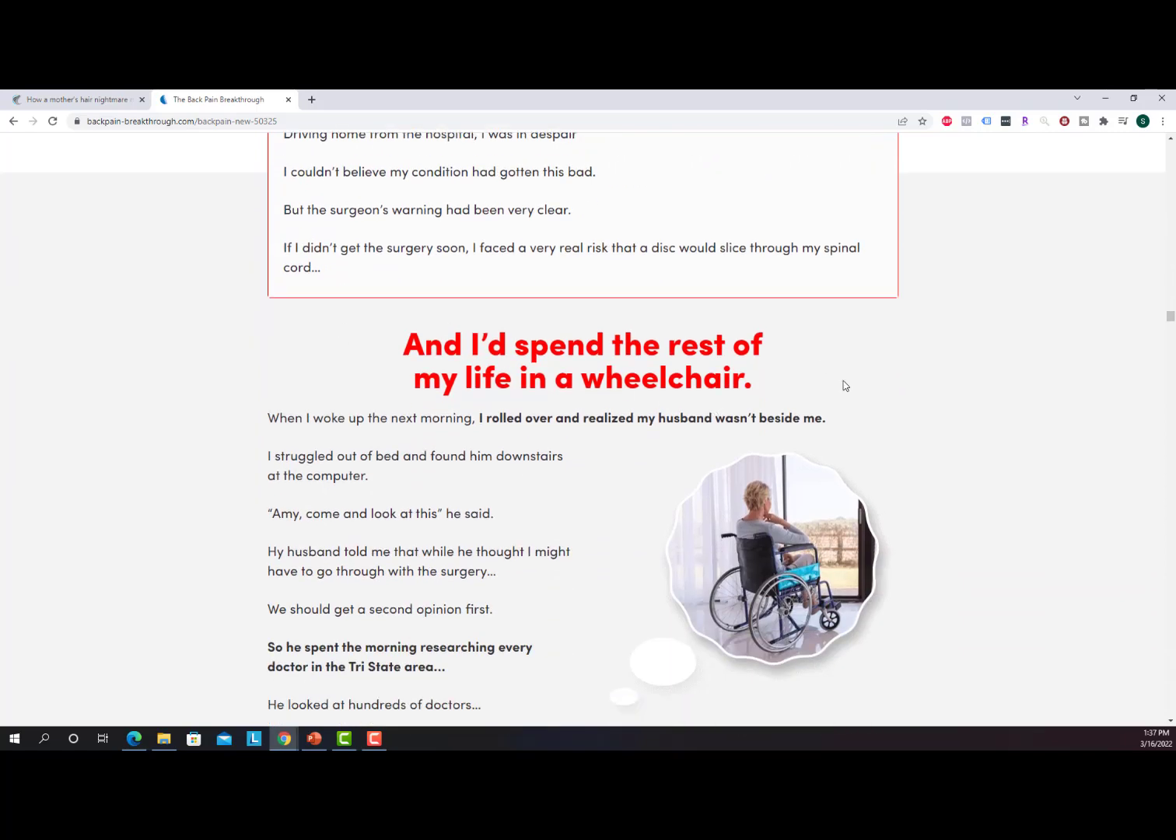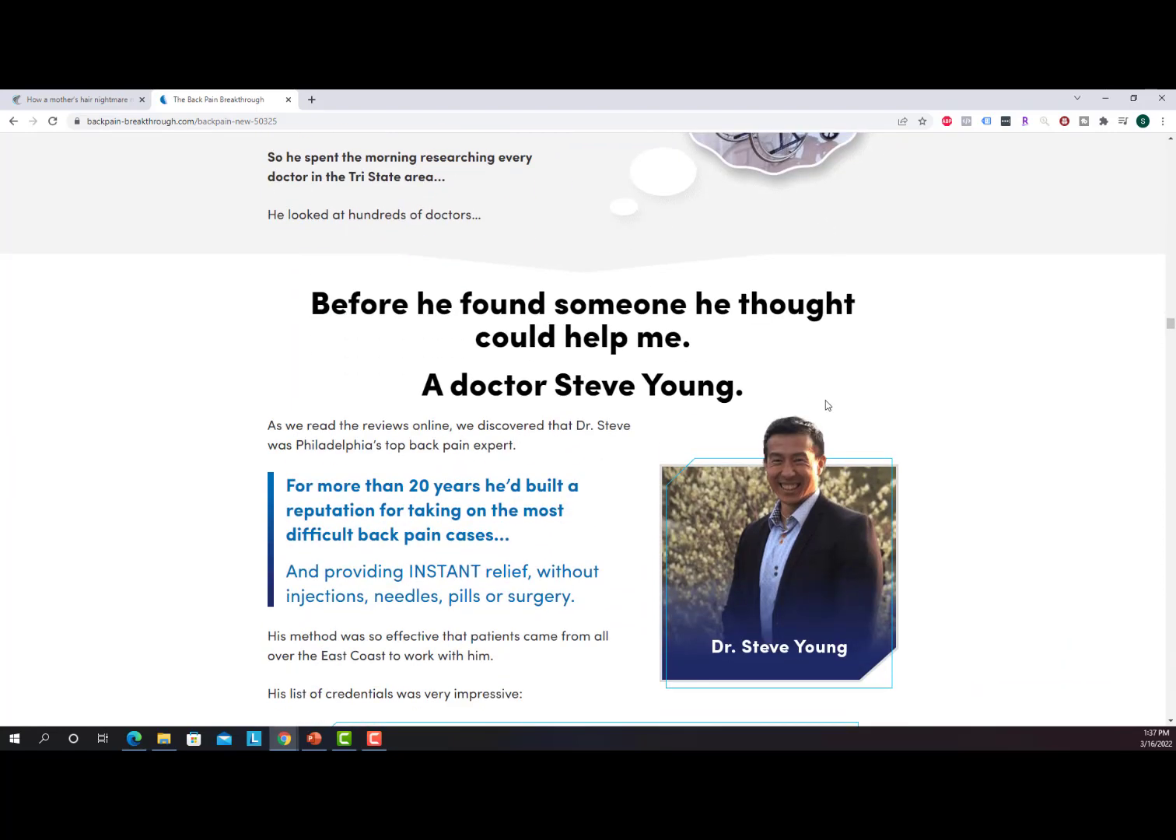I was afraid that I'd spend the rest of my life in a wheelchair, but he found someone he thought could help me. Now we're getting back to that structure that I was talking about, the hero's journey. The hero is facing a problem, a challenge. They go out on a journey to get it fixed, and they find someone who gives them the guidance. They make a big discovery. The discovery is the solution that you're selling, and from there, the hero story kind of turns around, and he or she is able to achieve results that the reader wants.